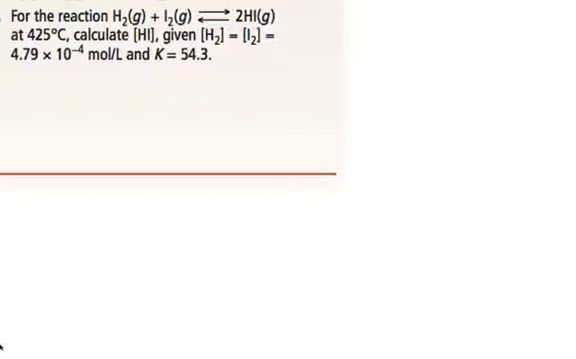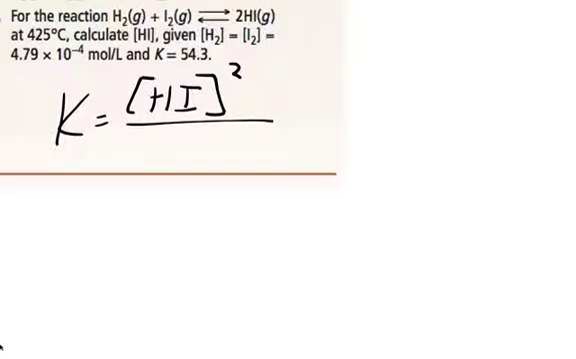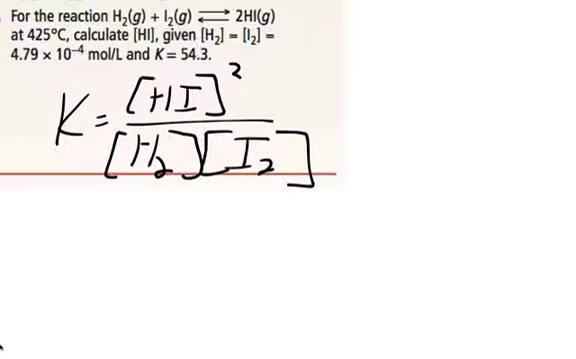Number 9 here is a little bit different. It says we have this reaction, we'll write the equilibrium expression for it first, which is what we always have to do in these scenarios. So it says we have this, and there we go. It says at 425 degrees Celsius, calculate the hydrogen iodide concentration. So this is what we want. Given that these two concentrations are equal, they equal 4.79 times 10 to the negative fourth, and the K value is 54.3. Okay, so we just have to rearrange the equation.